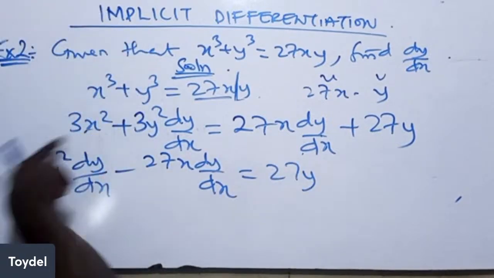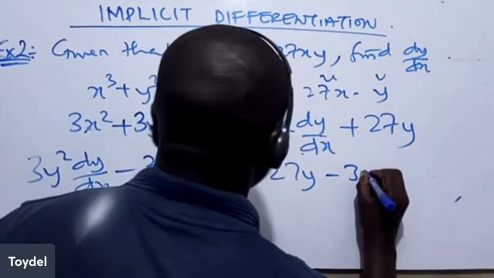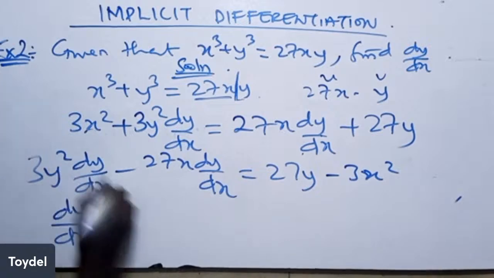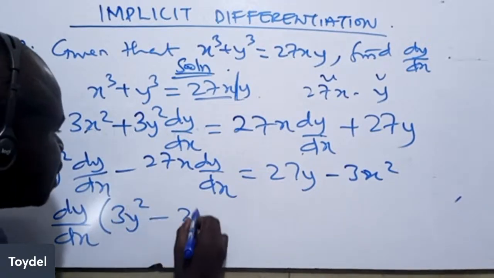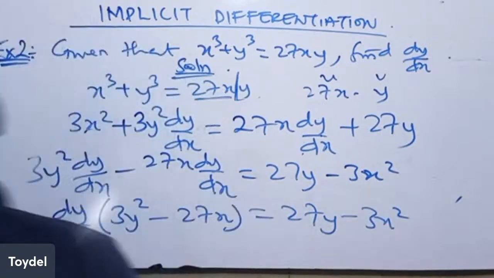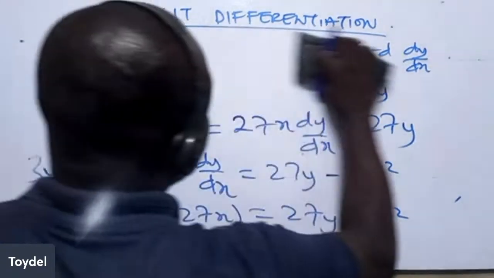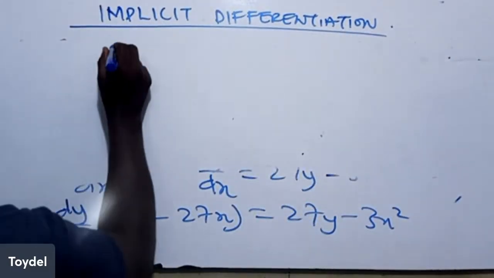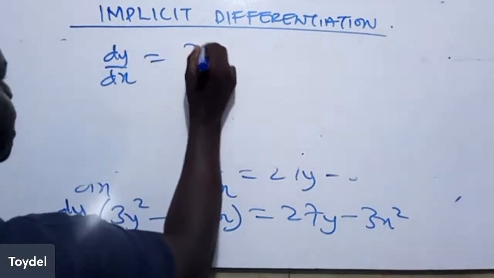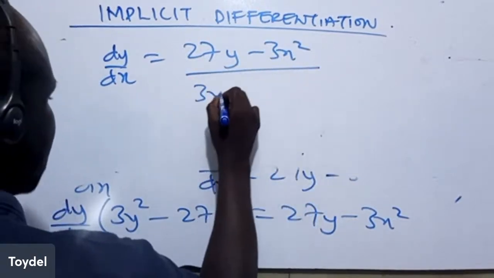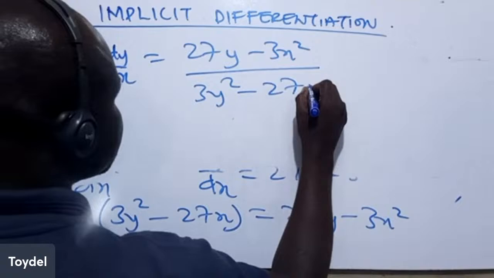I will now take 3x squared to the other side. That will be minus 3x squared. So I can collect the like terms here, dy/dx. What do I have in the bracket? That will be 3y squared minus 27x is equal to 27y minus 3x squared. So from there, I'm going to make dy/dx the subject of the formula. So dy/dx will now be 27y minus 3x squared divided by 3y squared minus 27x.